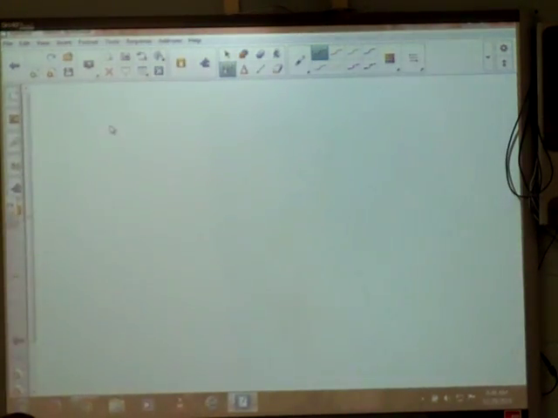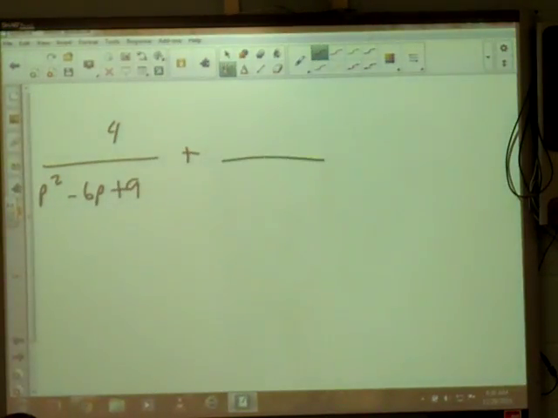All right, we got 4 over p squared minus 6p plus 9 plus 1 over p squared plus 2p minus 15. Okay, so we went to both trinomials. That's what the initial extra stuff is. And it's not a common denominator.